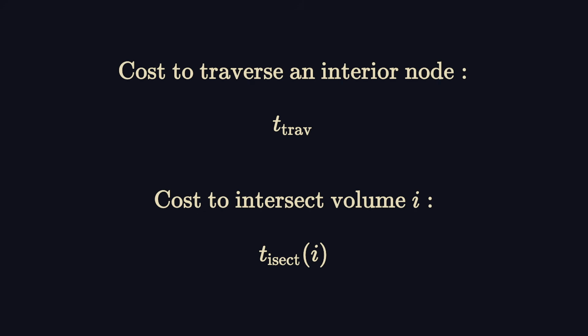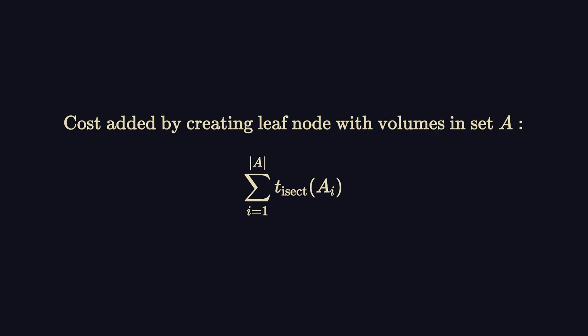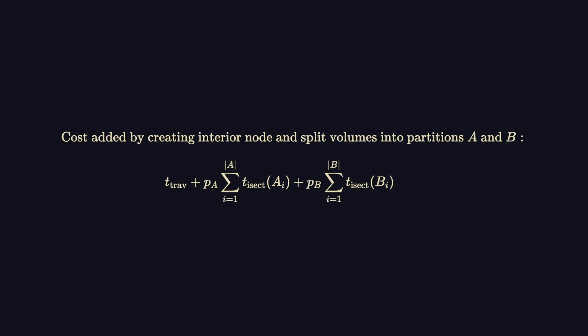If the node we're processing were to become a leaf node, the total cost incurred would be the sum of T-intersection for all its child objects, since we necessarily need to intersect all children. If we instead decided to split the nodes into two partitions A and B, then the total cost would be the cost of traversing down the node, plus the sums of the object cost in each partition, weighted by the probability that the ray actually hits each partition.